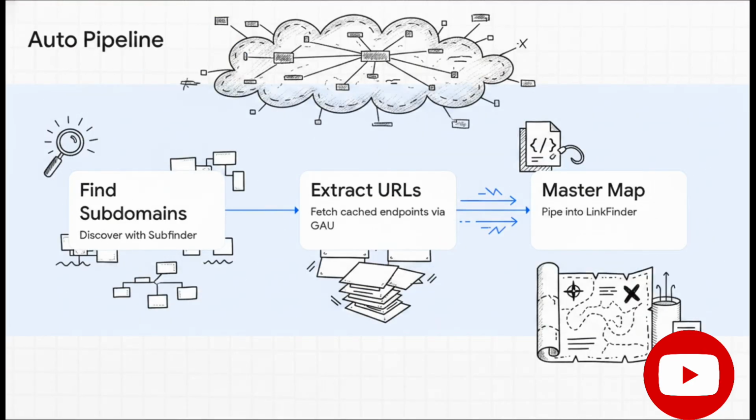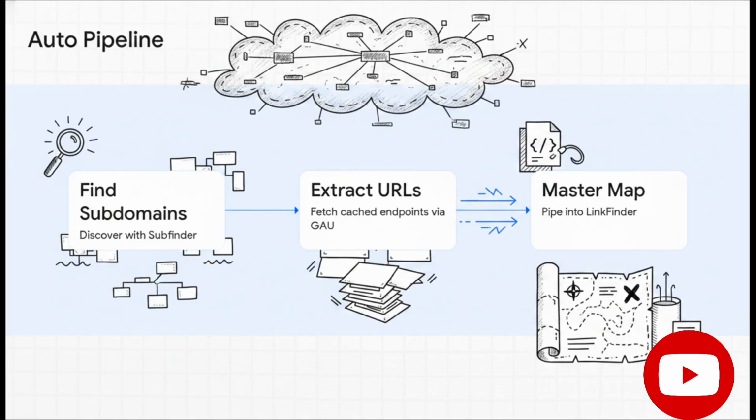And this brilliantly illustrates Method 3, the fully automated multi-domain pipeline. This is for those massive corporate networks with hundreds of subdomains where manual entry is just a non-starter. Here, operators discover active subdomains using a tool like SubFinder. Then they extract all historically known JS endpoints using GAU.